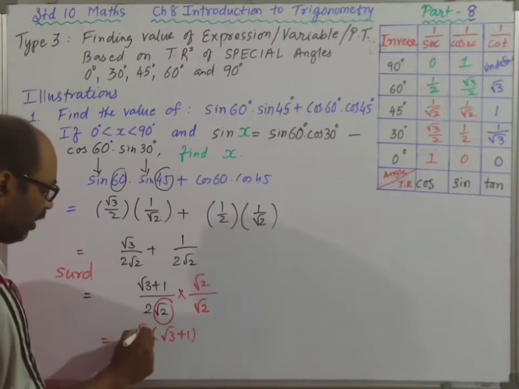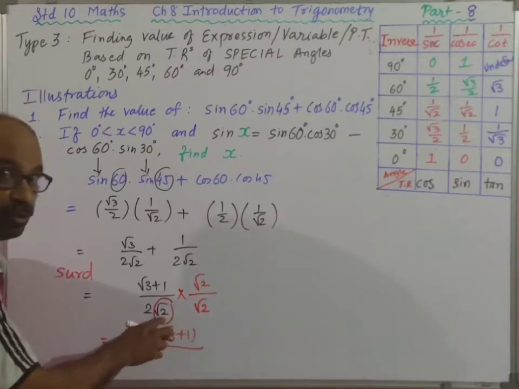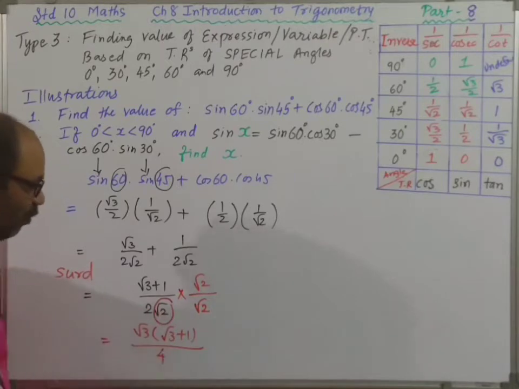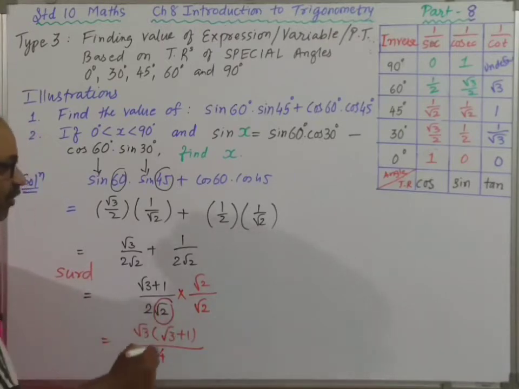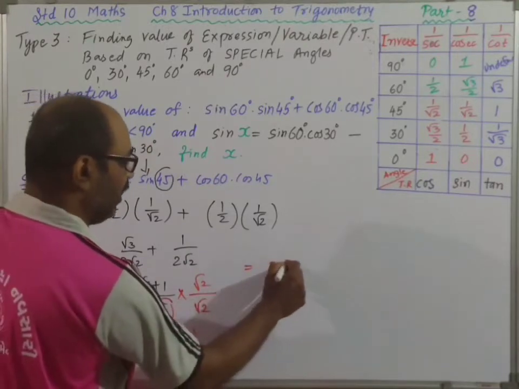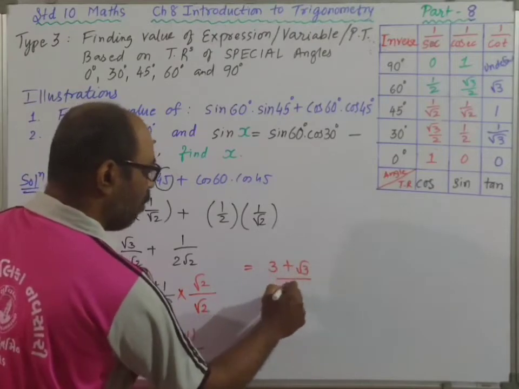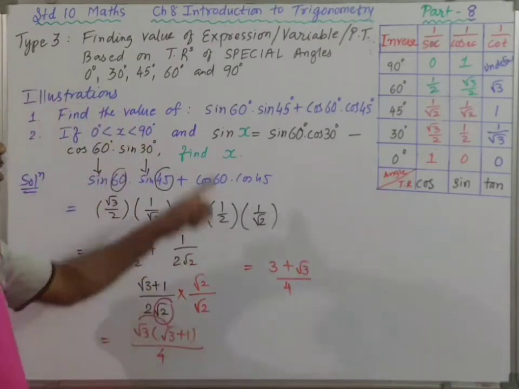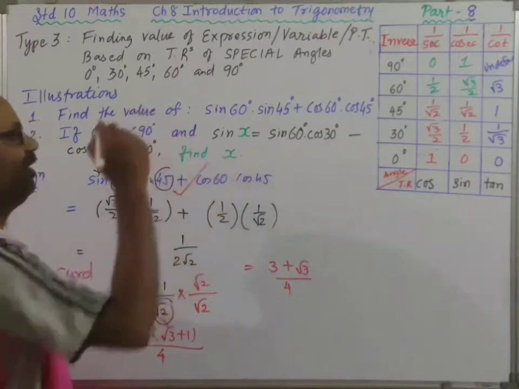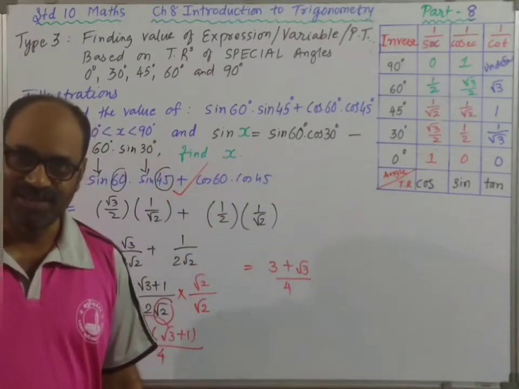This root 2 I keep before this binomial. Root 2 into root 2 is 2, and 2 2s are 4. That's it. You may distribute if you want. That is equal to root 3 into root 3 is 3 plus root 3 into 1 is root 3 upon 4. This is the value of this expression.